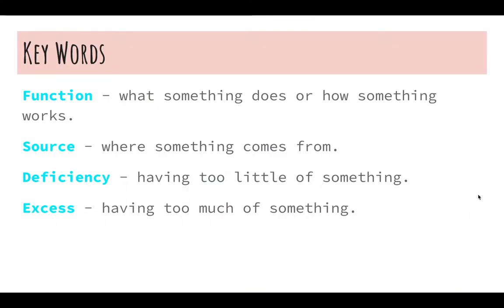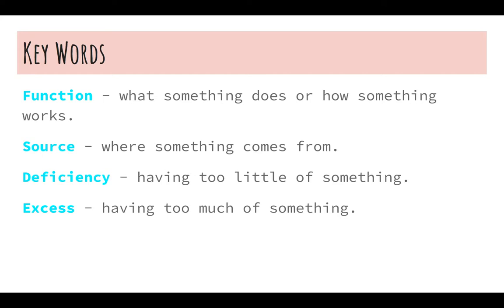Now, some further keywords that are going to help you to access today's learning are these 4. So we've got the keyword of function, and a function is what something does. So for example, in an exam question, you may be asked, what is the function of protein? So you would describe what protein actually does in the body. Source is where something comes from. So again, in an exam question, you may be asked, where does protein come from, or what is the source of protein? And you would say where it comes from, what food sources it is derived from.